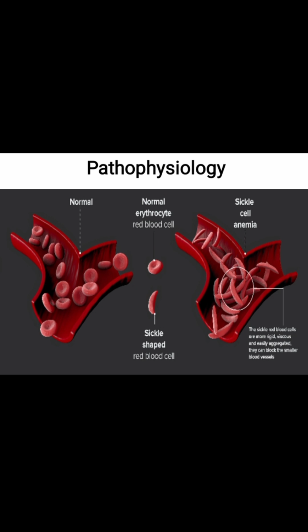Now, the normal lifespan of a red blood cell is about 100 to 120 days, but that of sickle cell red blood cells is about 15 to 20 days. So once the red blood cells undergo lysis, they become sticky, which predisposes them to get agglutinated and then occlude a vessel, leading to the crisis or various crises that we will be talking about in the subsequent slides.